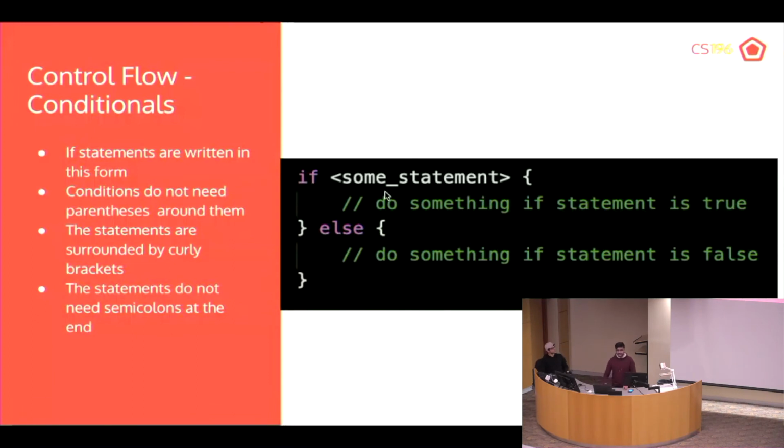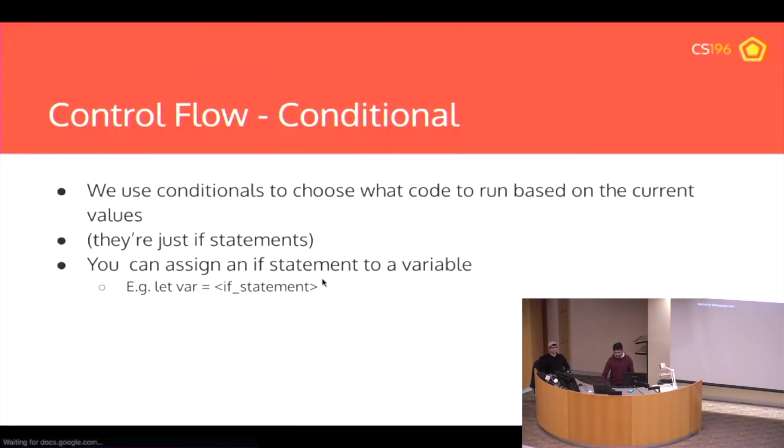When you write the condition, you don't need to put parentheses around the statement. The compiler will actually tell you, we'll run the code, but you don't need these parentheses. And statements do not need semicolons at the end. So if you're doing an if statement, you can leave it without a semicolon because the compiler knows this is an if statement. Another thing is you can assign an if statement to a variable. If you say let var equals an if statement, whatever the result of the if statement is will be put into the variable.